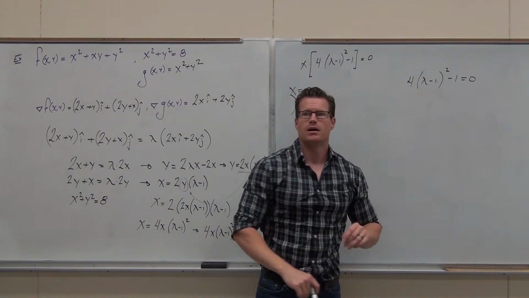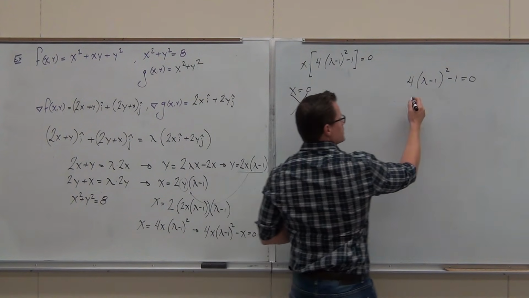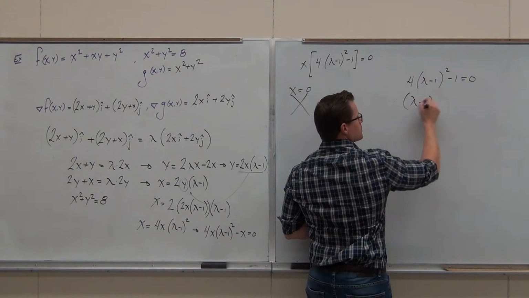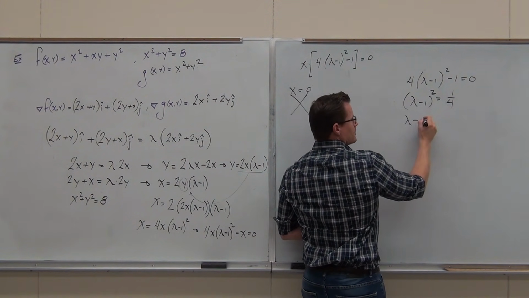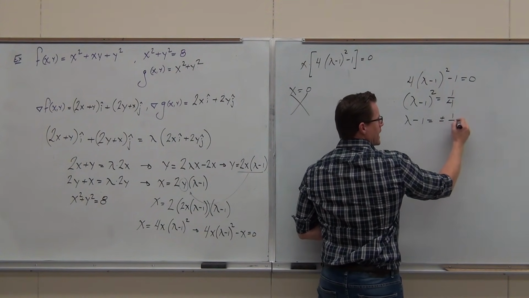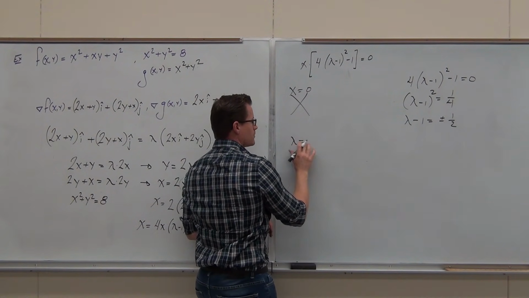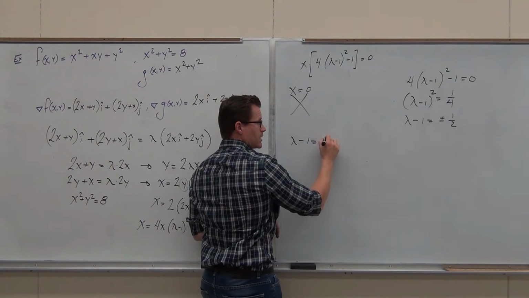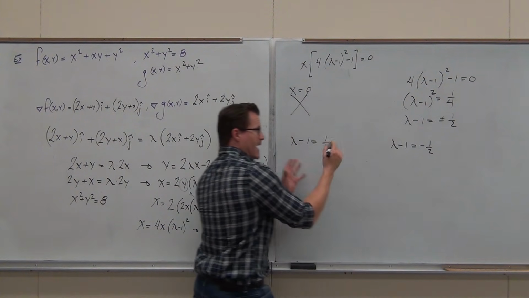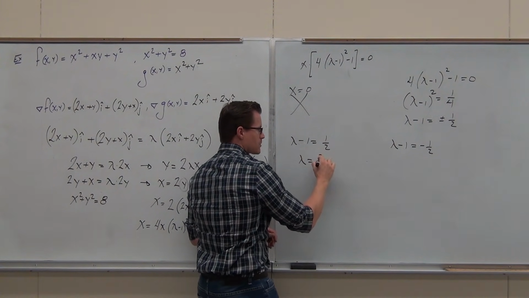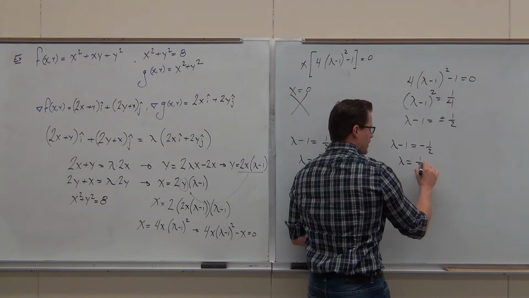This guy, I told you from the beginning, solve for lambda. You have to solve for lambda. If we do, we have lambda minus 1 squared equals positive 1/4. If we take a square root, we get lambda minus 1 equals plus or minus 1/2. If we separate it, lambda minus 1 equals 1/2, and lambda minus 1 equals negative 1/2. If we add 1, we get lambda equals 3/2, and we get lambda equals 1/2.